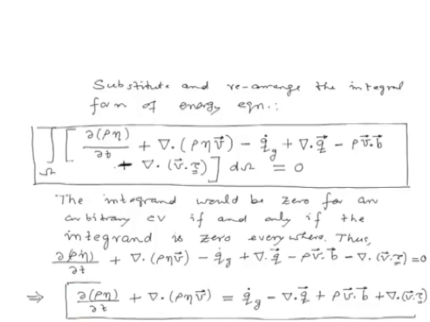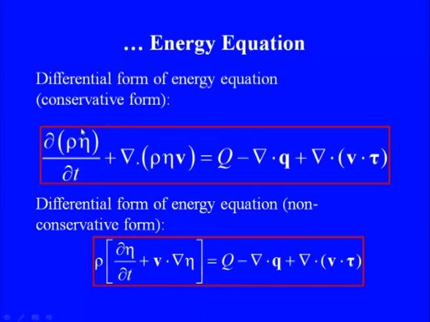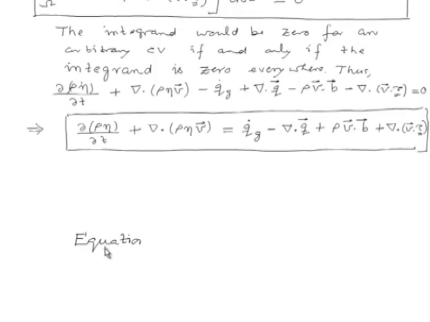So this gives us the differential form of energy equation, and this is what we have summarized here. So, differential form of energy equation in conservative form, del rho eta by del T plus divergence of rho eta V, and this term missing in this equation in the PPT here, that body force term. We have obtained the differential form for total energy equation.